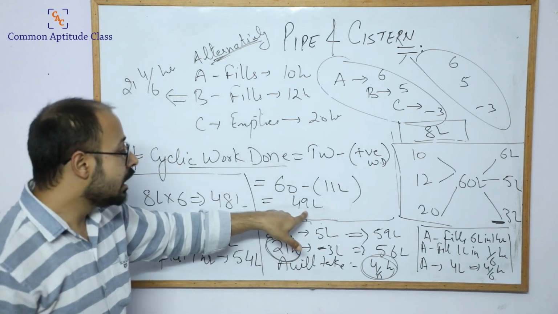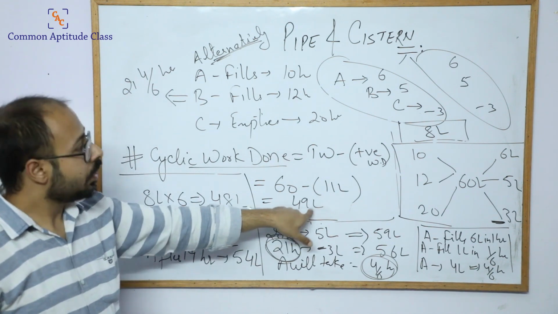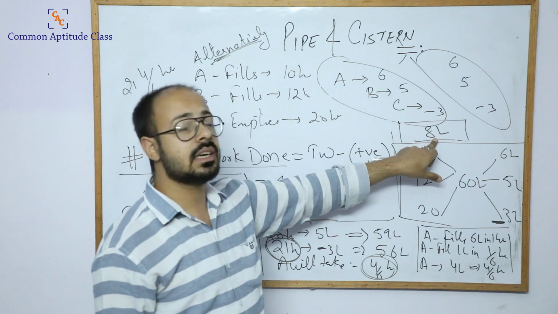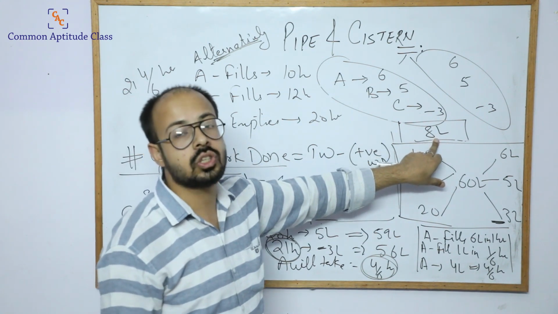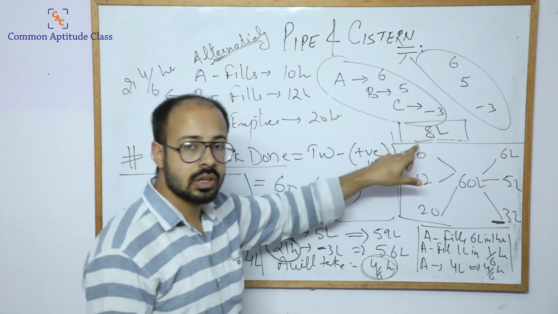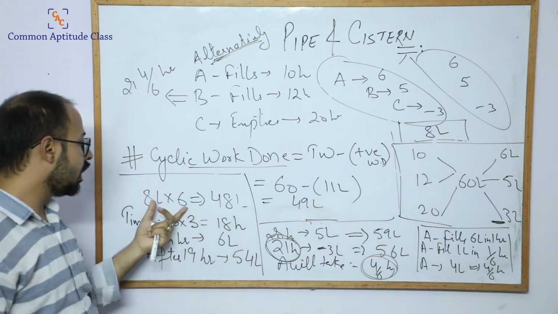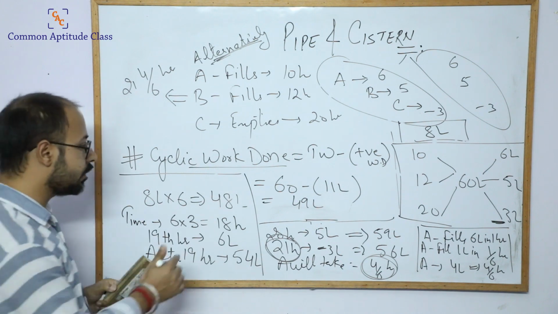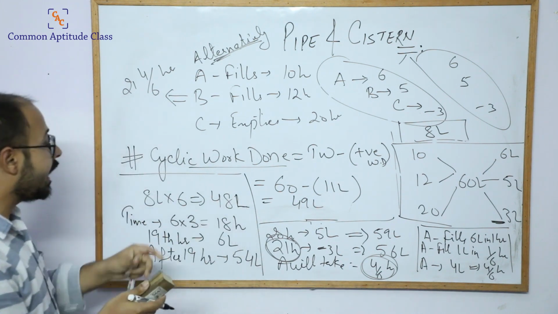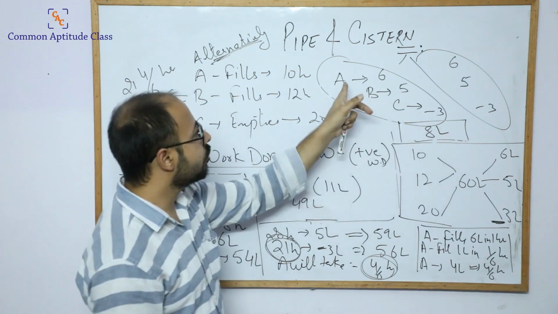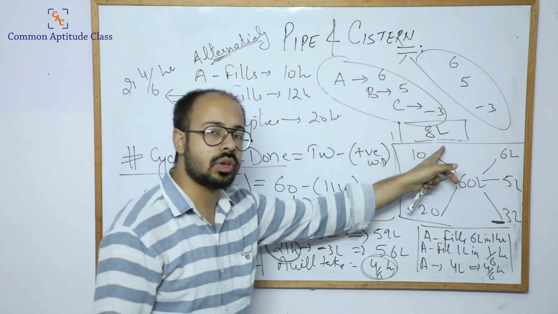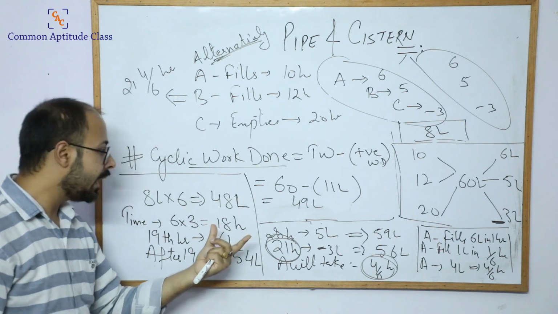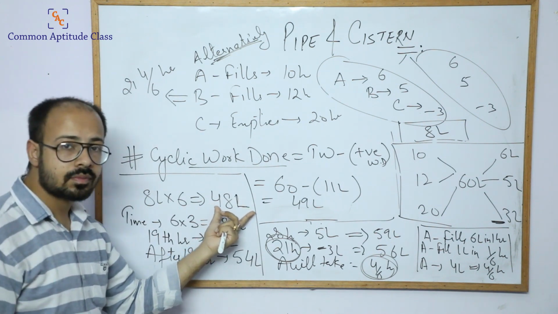Now 49 liters is to be filled with cycles and 8 liters is the value of each cycle. So it will take 6 sets to reach 48 liters. 8 liters each set, 6 sets, that is 48 liters. Done. Now, each set is of 3 hours: first hour, second hour, third hour. So 6 sets will take 18 hours. In 18 hours, 48 liters is done.